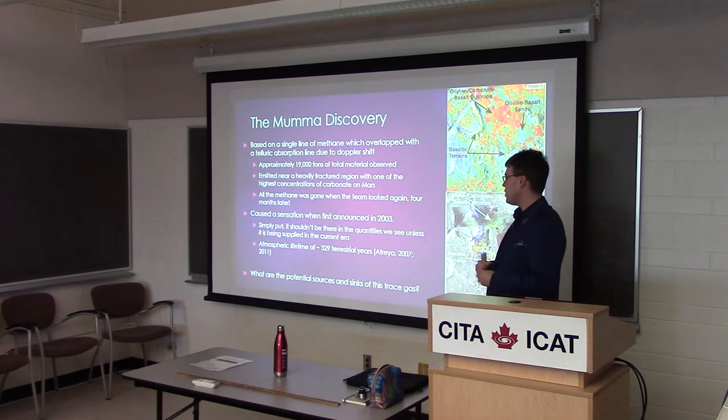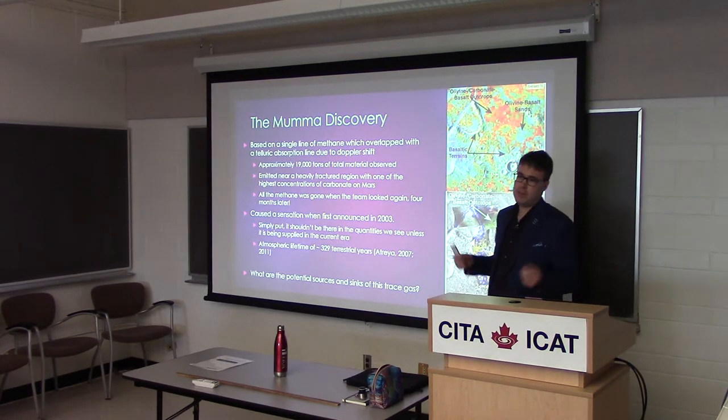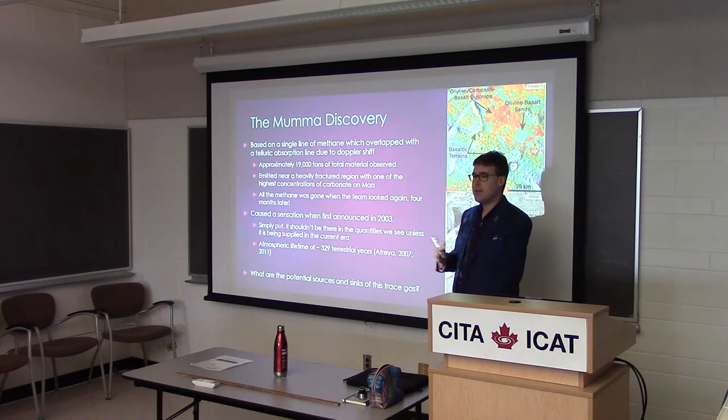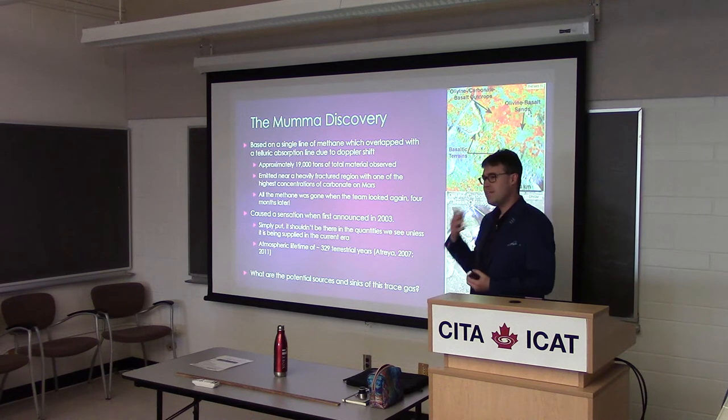What was really interesting, again, when they looked later, was that it was gone just 4 months from the time. So it appeared, and then it disappeared. The reason it was so sensational is that we don't expect methane to be there in these kinds of quantities. It's something that is not actually stable on present Mars. So to see it at all means that it has to have been supplied recently.